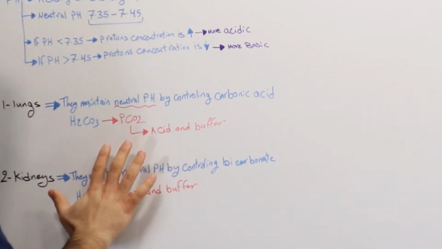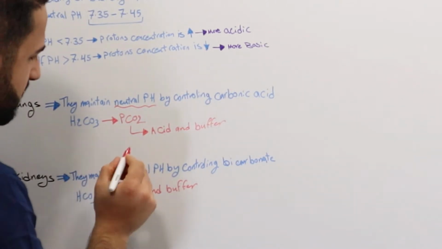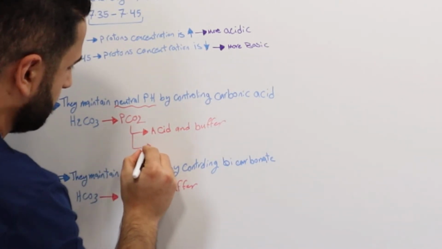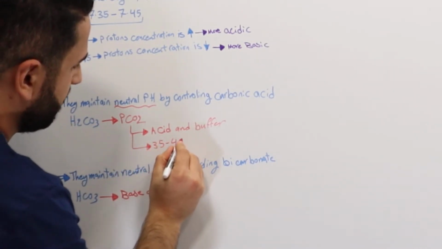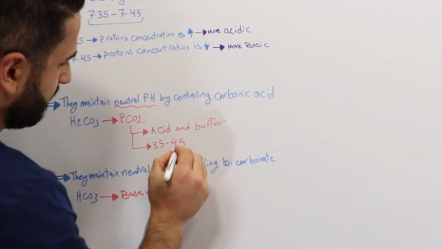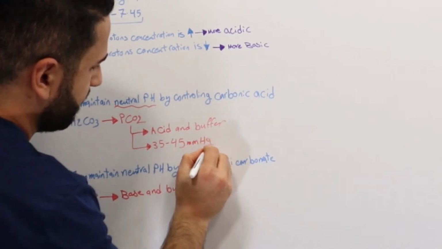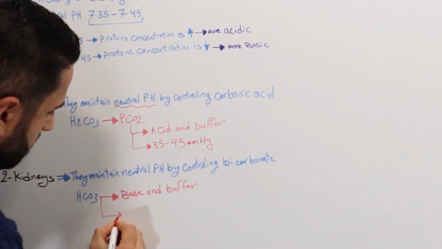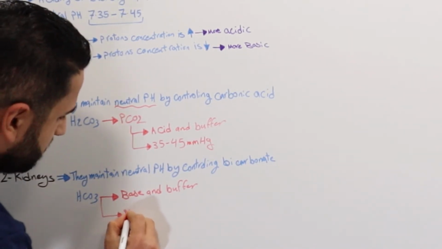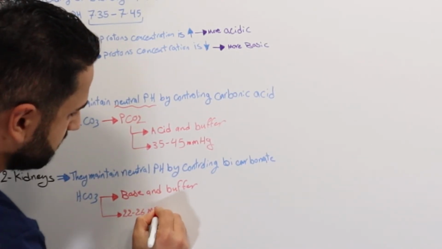So what are the reference numbers for CO2 and for HCO3? For CO2, the reference number is 35 to 45 millimeters of mercury. And for bicarbonate, it's 22 to 26 milliequivalents per liter.